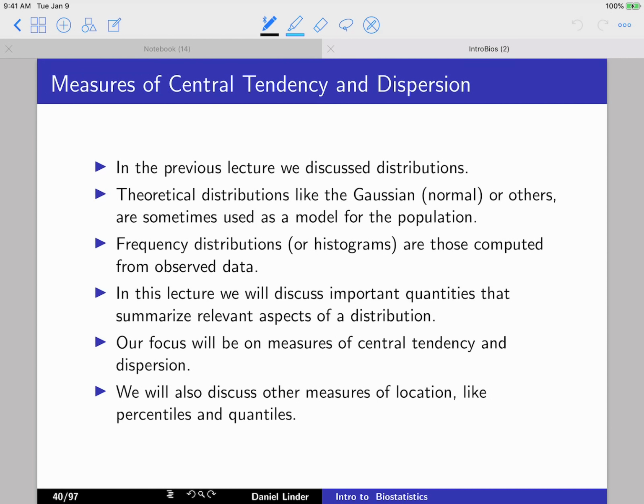Hi everyone. So in the last lecture we talked about and introduced distributions, and in this lecture we're going to talk about measures of central tendency and dispersion that are associated with distribution.